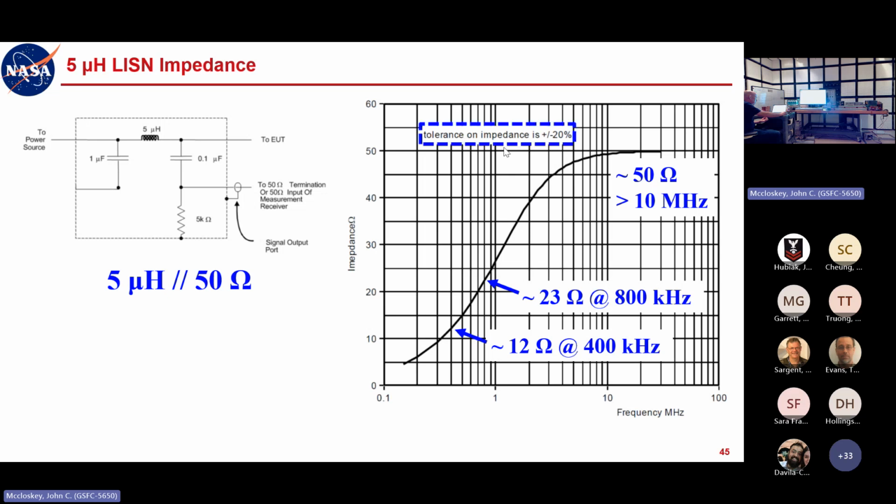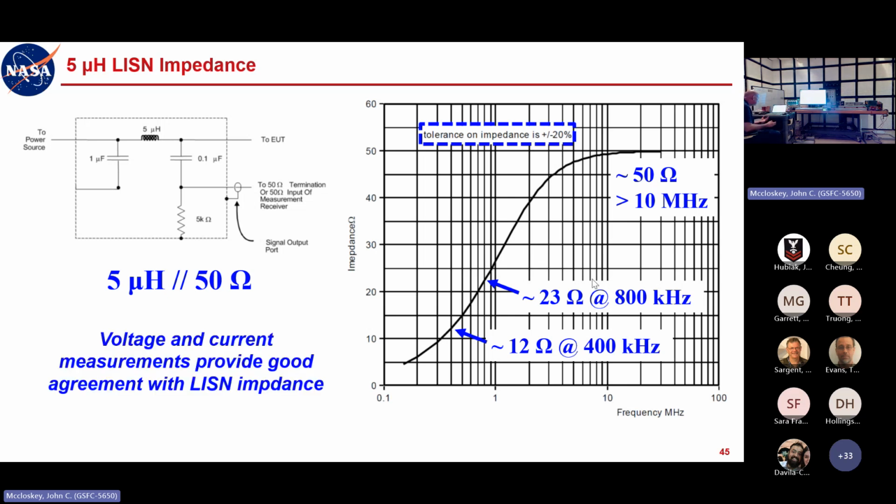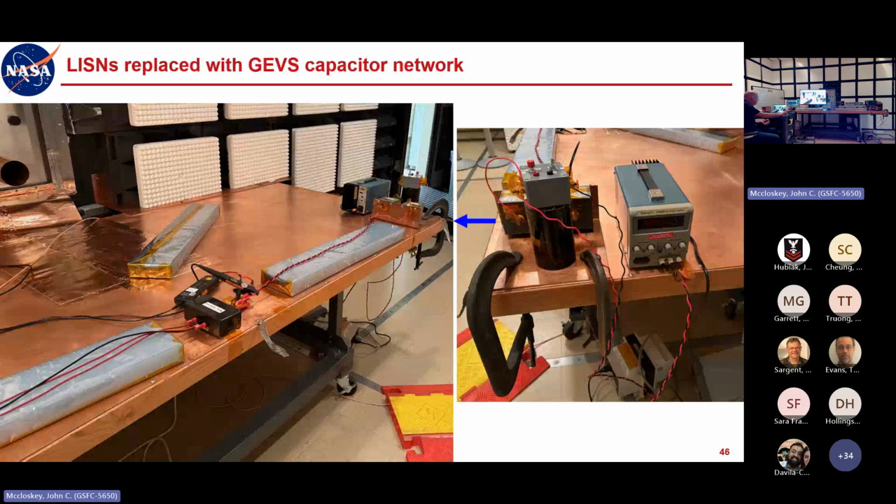Now they specify this tolerance of about plus or minus 20%. So with that 20% tolerance, the measured values that we just went through on the last couple charts look pretty good. So certainly good enough for the sake of discussion. So it provides good agreement with the Lisen impedance. All right, so far so good. Things are obeying the laws of physics. I always like it when things actually obey the laws of physics.